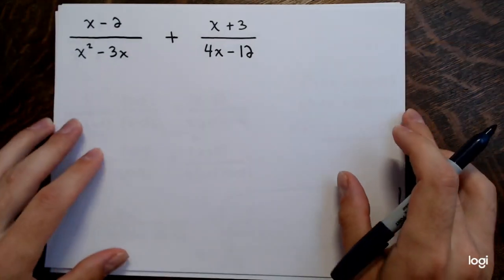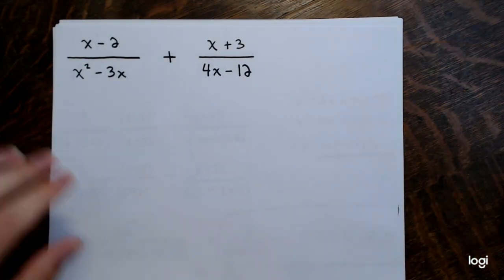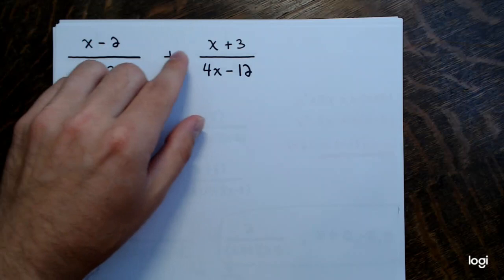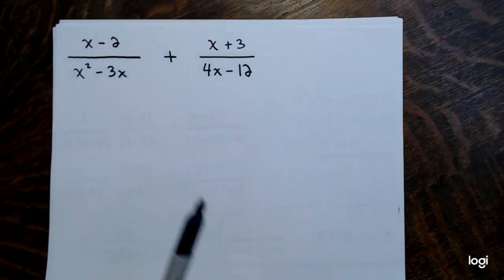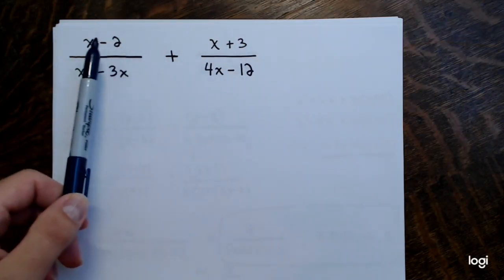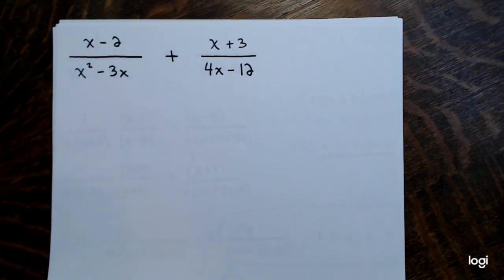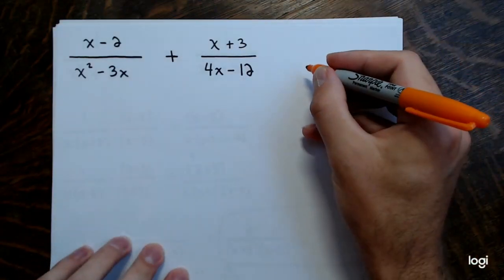Okay, next one. Now this time, the difference between this one and previous examples is that the numerators are not just a single term. Now the numerators have multiple terms, x minus 2, and then x plus 3. But it's the same procedure. You still work through the same procedure.